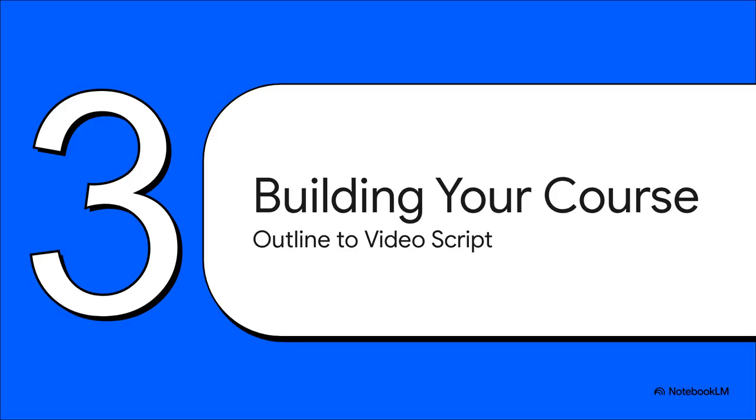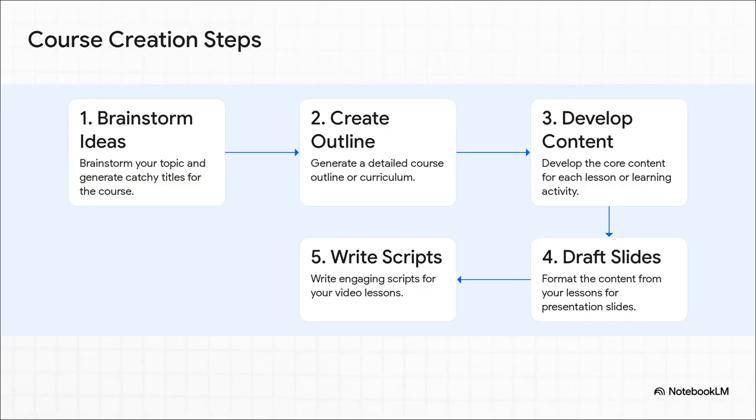Okay, now that we're all expert prompters, let's get to the fun part, actually building the course. This is where you'll see just how fast you can go from a blank page to a finished product. The actual workflow is pretty slick. You can start by just brainstorming topics and catchy titles with the AI. Once you've got your idea, ask for a detailed course outline. From there, you can just work your way down the list, have it generate the lesson content, draft the text for your slides, and even write your video scripts.